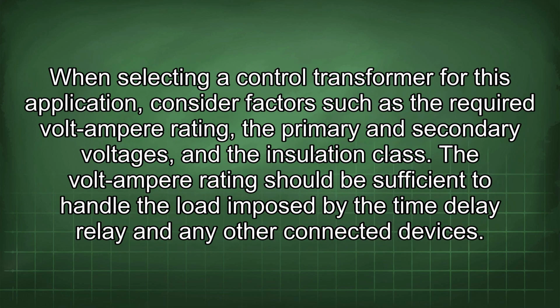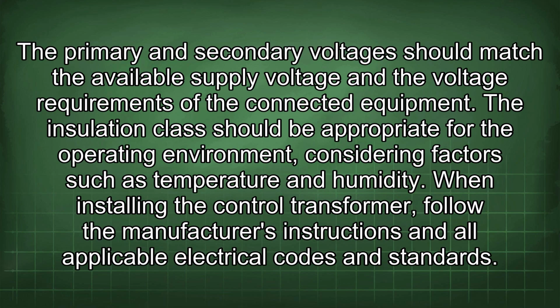When selecting a control transformer for this application, consider factors such as the required volt-ampere rating, the primary and secondary voltages, and the insulation class. The volt-ampere rating should be sufficient to handle the load imposed by the time delay relay and any other connected devices. The primary and secondary voltages should match the available supply voltage and the voltage requirements of the connected equipment. The insulation class should be appropriate for the operating environment, considering factors such as temperature and humidity.